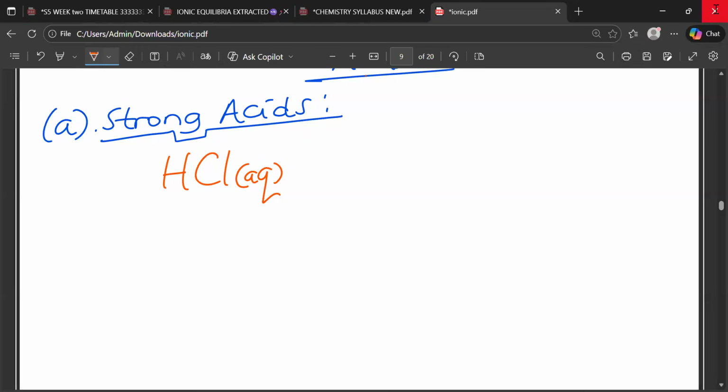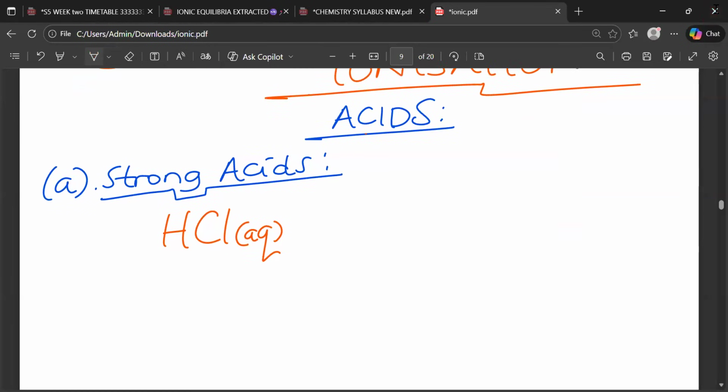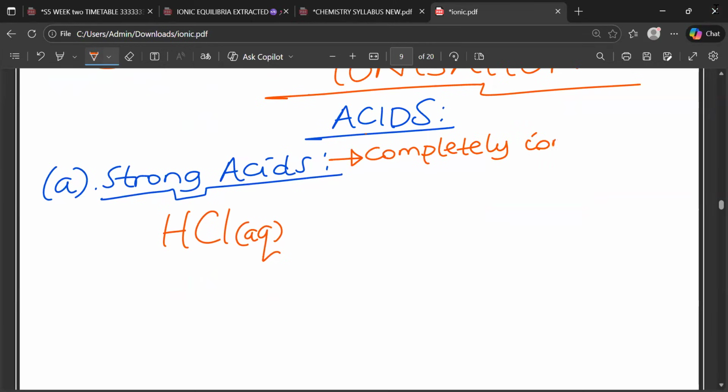So we all know that these ones completely ionize. Because they completely ionize, we shall use a full arrow. The full arrow meaning completely.